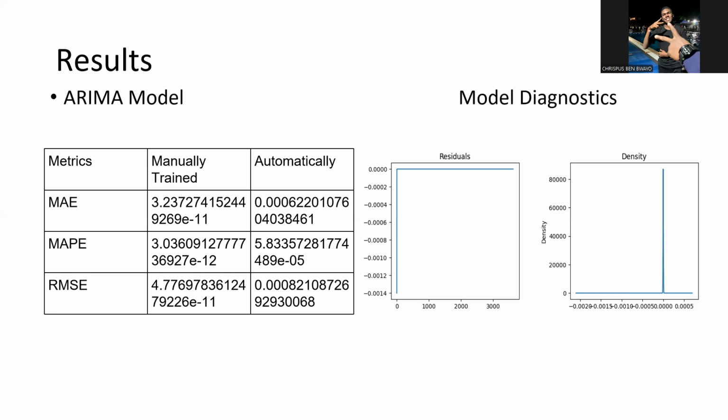Then the density of the residuals, we are seeing them being skewed to the left, skewed to the right, rather. Yeah, they are skewed to the right. So they are having a normal distribution spread around the mean.